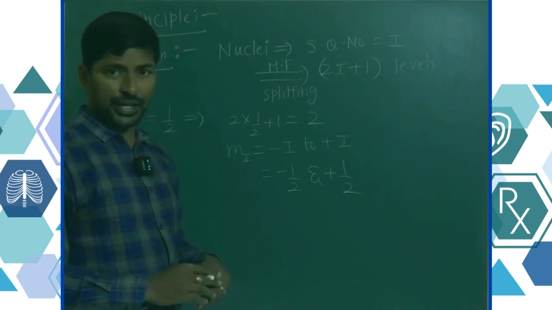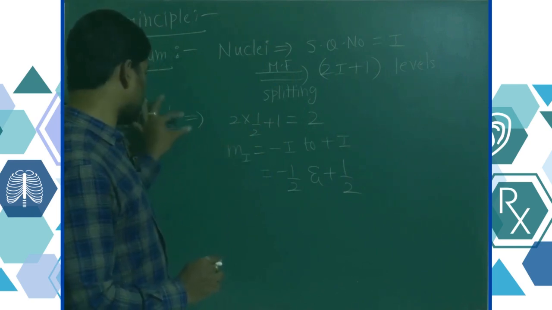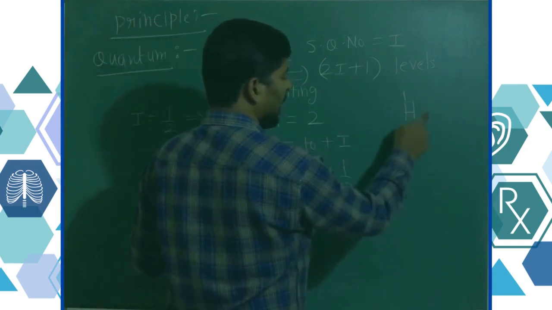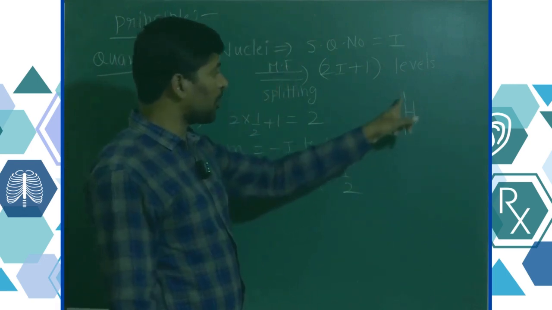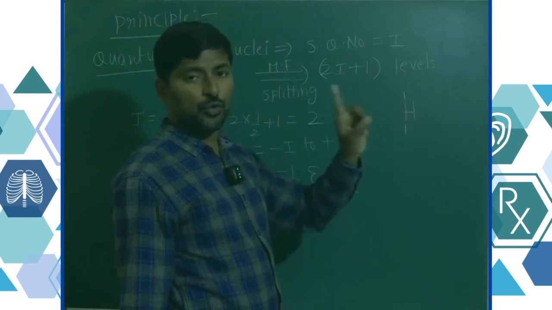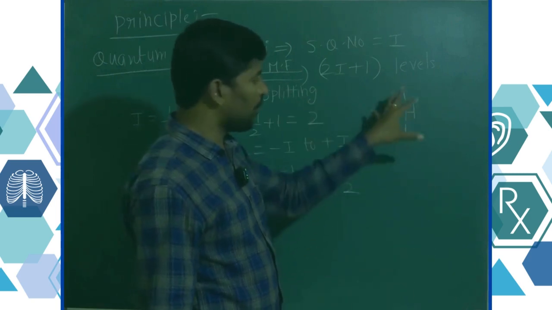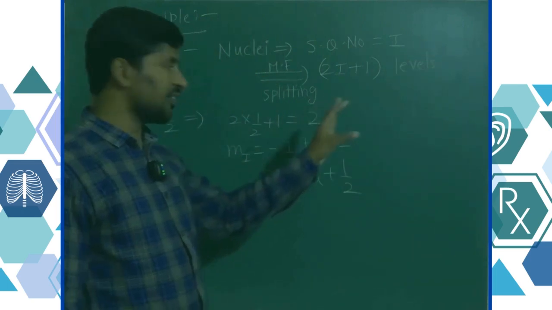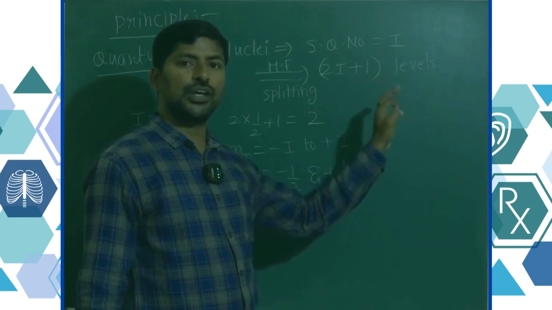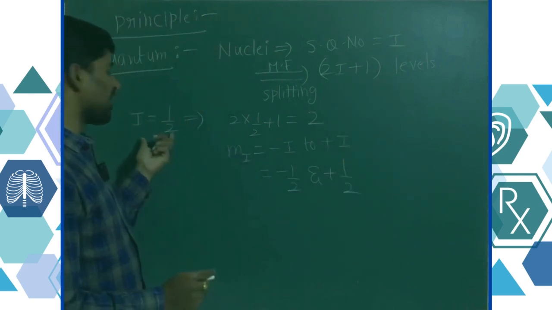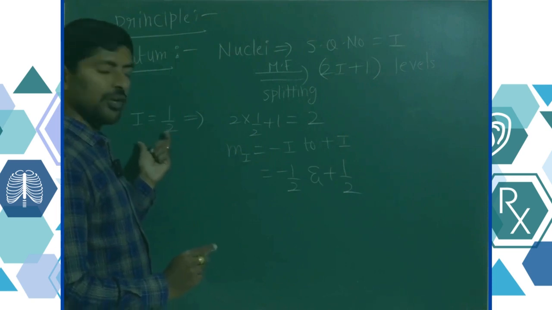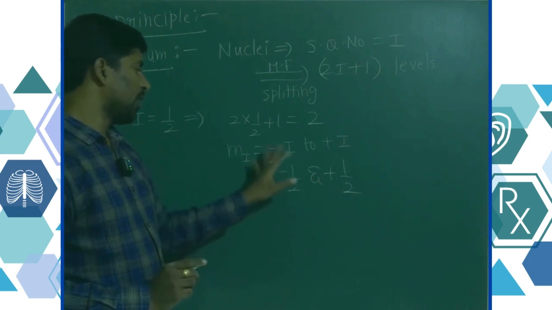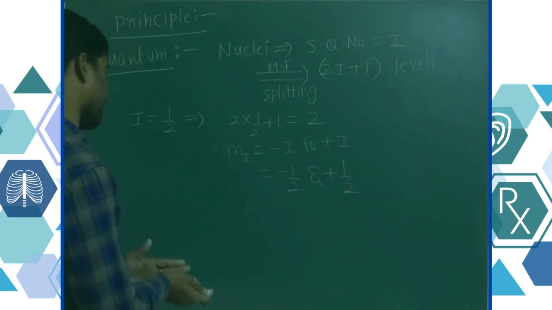For example, if you take proton, H1 NMR spectroscopy, that is also called proton NMR spectroscopy, since in the hydrogen nucleus the number of neutrons is 0 and only one proton is present. For H1 NMR spectroscopy, the I value is 1 by 2. So it splits into 2 levels: one is upward orientation, another one is downward orientation.